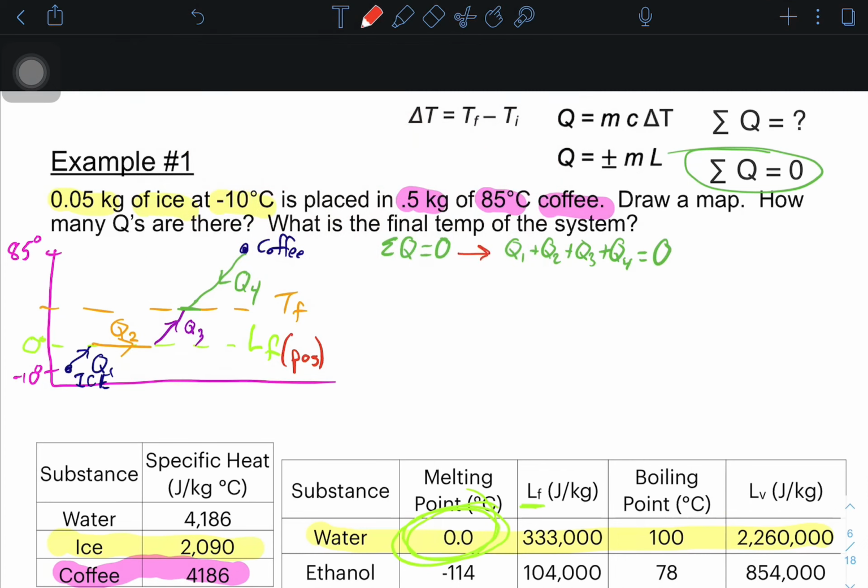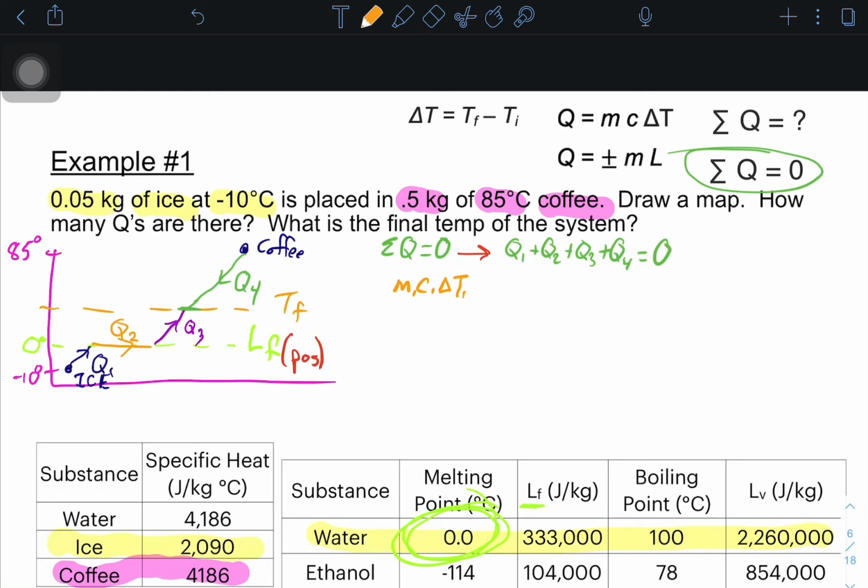We have to look at each Q and say, for Q1, is it a temperature change or a phase change? For Q2, is it a temperature change or phase change? Q3, Q4. So we need to make those choices: temperature change, phase change, temperature change, temperature change. So when we break Q1 down, it's going to be M1 C1 delta T1, where M is the mass of object 1 at Q1, C is the specific heat of that object at Q1, and delta T1 is the change in temperature of Q1.